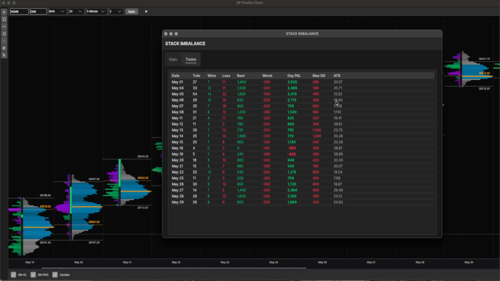$2,700, the ATR was 19.5. Now, you had the $700 winner, the ATR was 17, so it kind of dipped around. 17 ATR at $1,500. But look at the losers. Negative 300, the ATR was 38. Negative 400, the ATR was around 37.